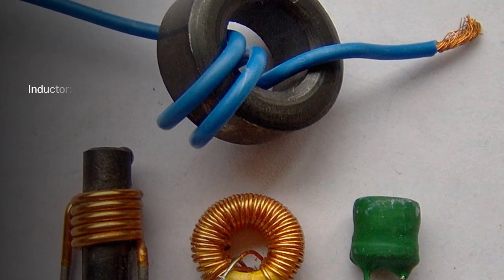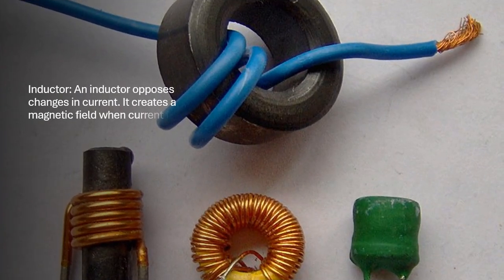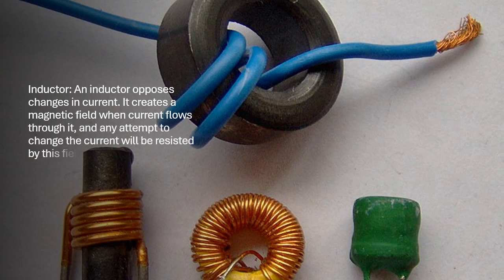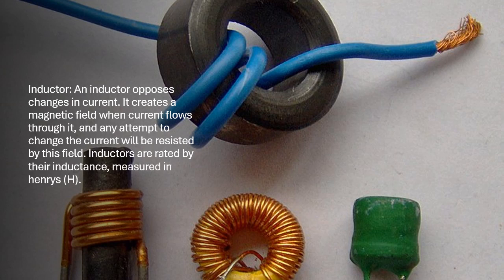Inductor. An inductor opposes changes in current. It creates a magnetic field when current flows through it, and any attempt to change the current will be resisted by this field. Inductors are rated by their inductance, measured in henries, H.